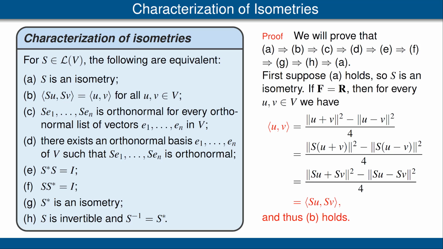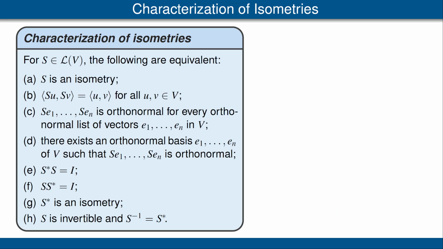The proof in the complex case, which you should do yourself because we're not going to do it here, is very similar. You just need to find a formula for expressing the inner product of u with v just in terms of norms. If you get stuck, please look at the book, but make sure you work that out. We have now shown that A implies B. Let's wipe away that proof so we have room for the proof that B implies C.